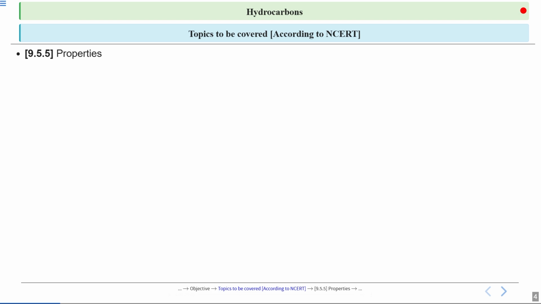Now, let us look at the specific names of the sections that we are going to cover. We are going to see section 9.5.5, which focuses on properties of hydrocarbons. Then after, we will summarize the key points of the topics that we have learned in today's class.